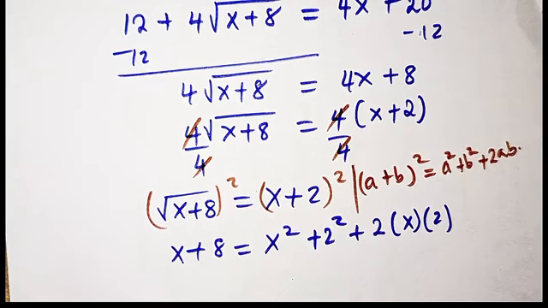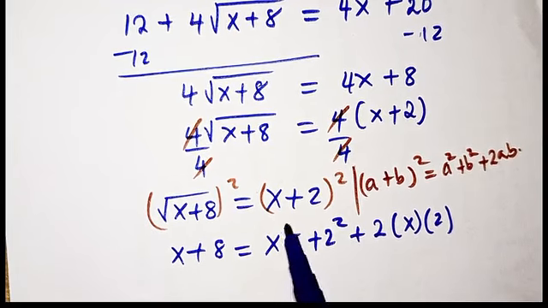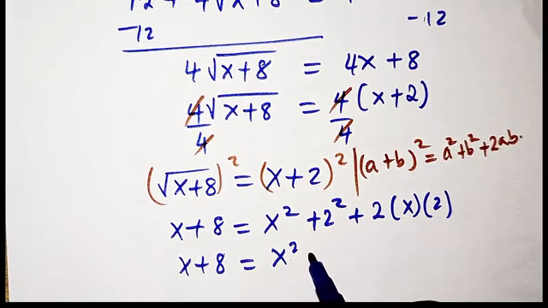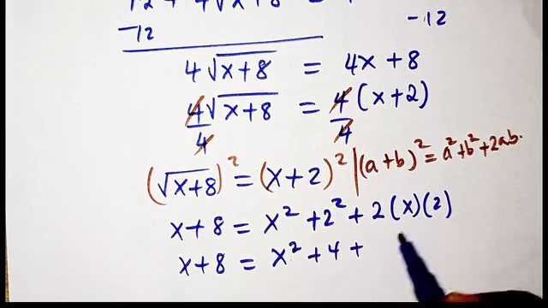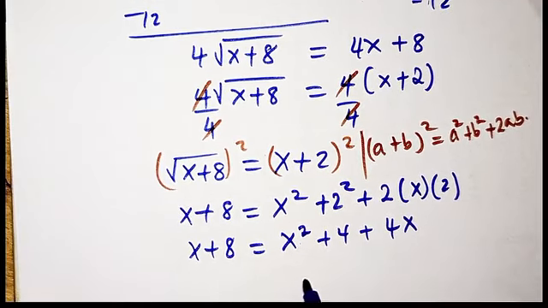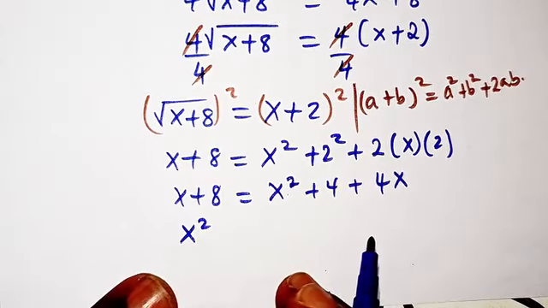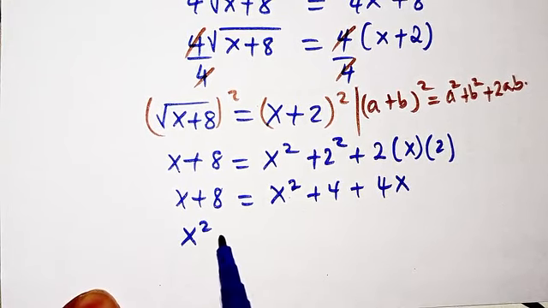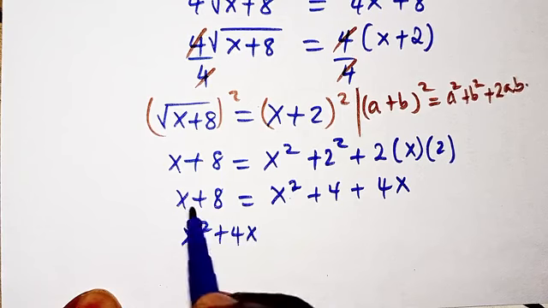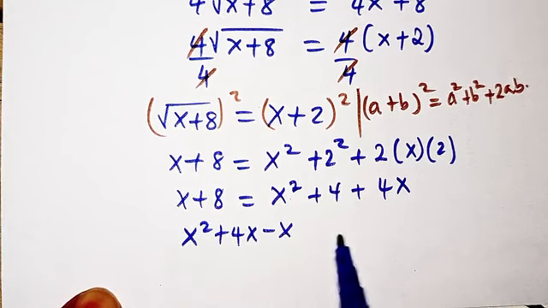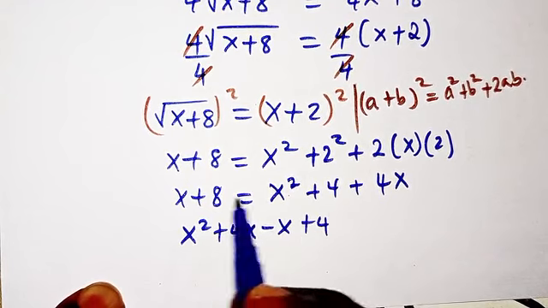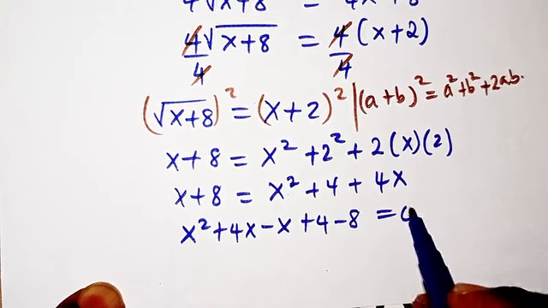That is what I used here, right? So to expand this x plus 2 all squared, this is going to be x plus 8 equals x squared plus 4 plus 4x, okay. So x squared, now we take this, we have 4x here already, plus 4x, this x will come minus x, right? Then we have plus 4, this one will come, we have minus 8, then all equals 0.